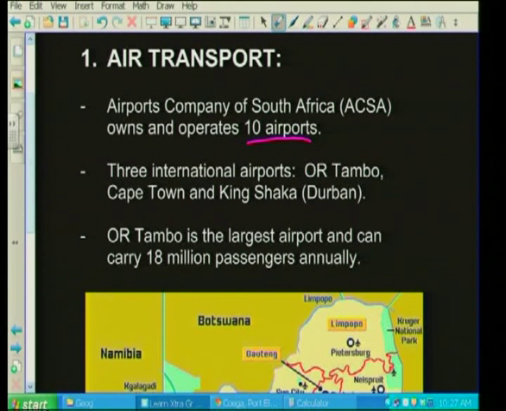Airports Company South Africa, or ACSA, is the company that controls our major airports. Now, we're not talking about the little airports or the landing strips and those sorts of things. We're talking about places where big aircraft are landing and hundreds of people are coming in and out of the doors of the airport in a day.